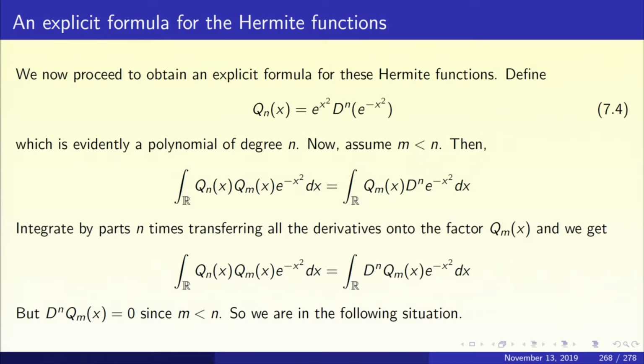But remember that qm is a polynomial of degree how much? M, and m is strictly less than n. So, in the last displayed equation, on the right hand side, you are looking at d to the n qmx, that is the nth derivative of a polynomial of degree m with m strictly less than n, and that is 0. So, we have established that integral over r qnx qmx e to the power minus x squared dx is 0 if m is not equal to n. The orthogonality of these polynomials 7.4 has now been established.